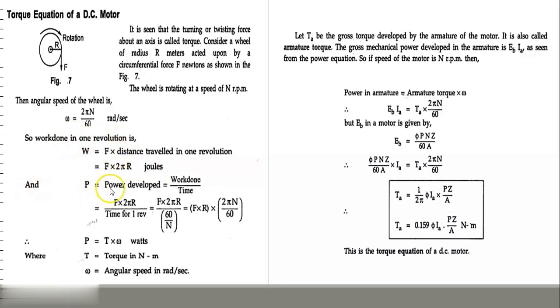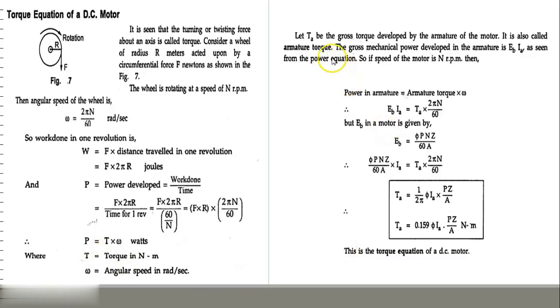Let us calculate the power developed, which is the ratio between work done and time. Here work done is F into 2 pi r, and the time for one revolution is 60 divided by n. So by rearranging this equation, we get F into r into 2 pi n by 60. As you know well, 2 pi n by 60 indicates omega, that is angular speed, and the product of force and radius indicates torque.